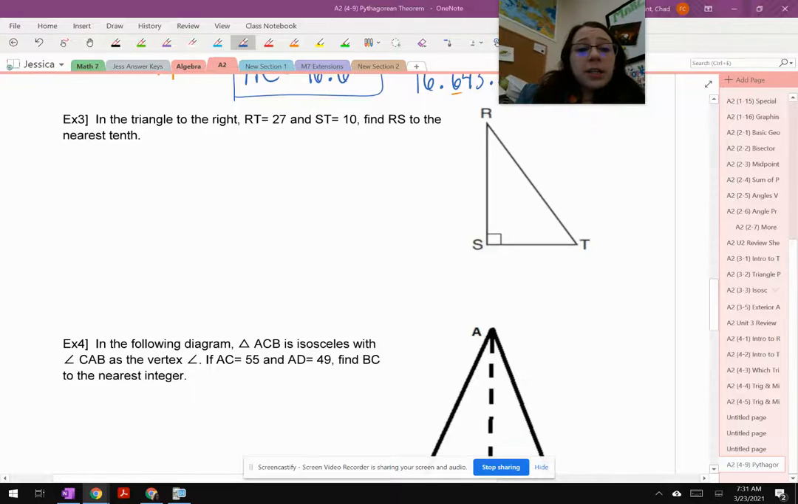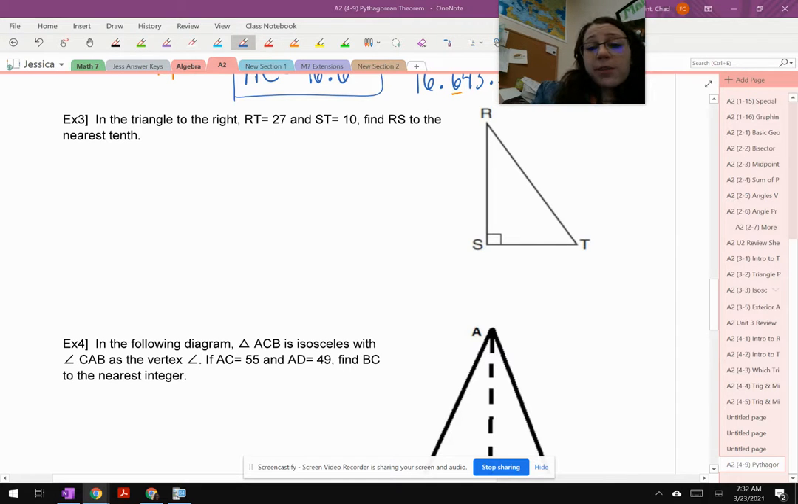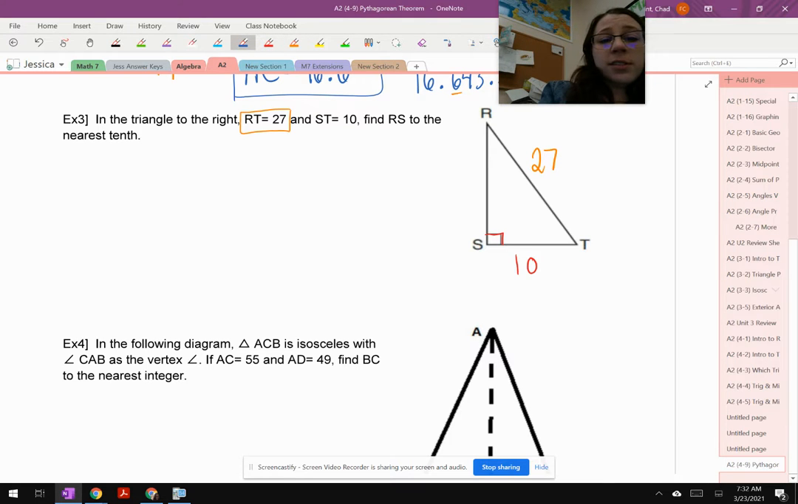All right, example 3. In the triangle to the right, which we can tell is a right triangle because it has that box, woohoo for the box, we have RT, which is the hypotenuse, being equal to 27, and we have ST being 10. Find RS to the nearest tenth.